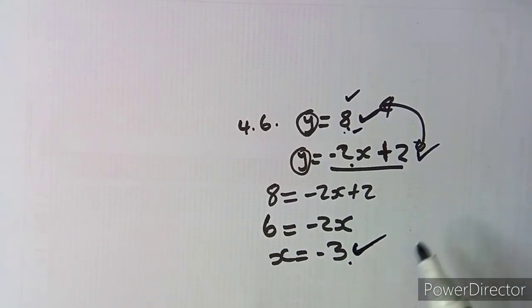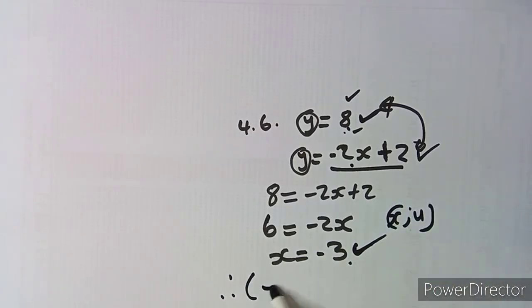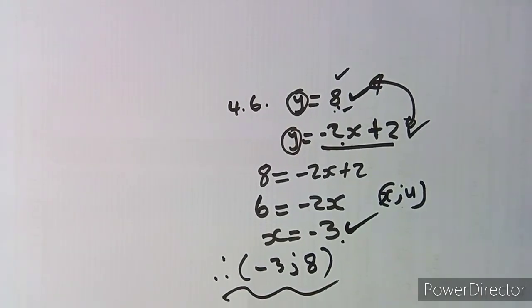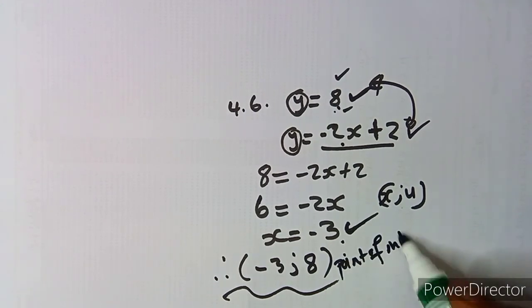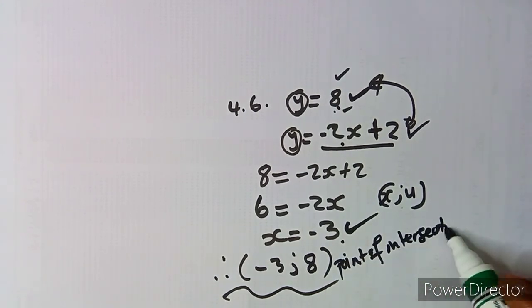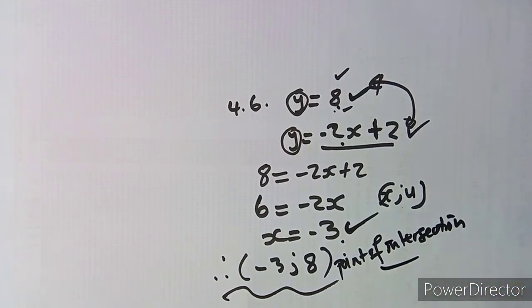So if this is the value of x, therefore the point, remember the point is supposed to be (x, y) like this. Therefore our point is going to be x, which is minus 3, and the value of y that we already have, which is 8. This is going to be the coordinates of the point of intersection. That is the point of intersection, this one.